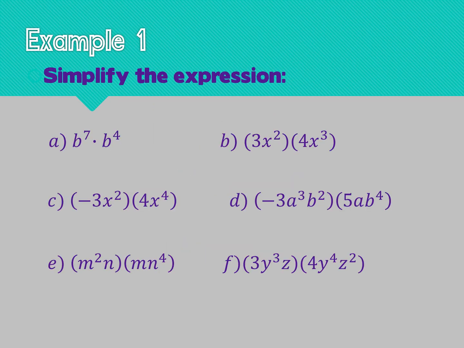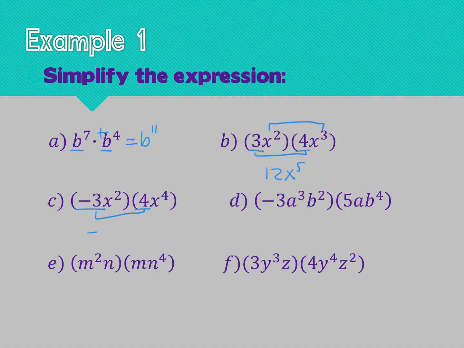All right, so let's do some examples. This first one, I have b to the 7th times b to the 4th. They have the exact same base, so all I'm going to do is add those exponents. This is just going to get me b to the 11th. All right, when you have numbers in front, like example b, all you're going to do is multiply coefficient with the coefficient. So 3 times 4 is going to get me 12. And then variable with the variable, so x to the 2nd times x to the 3rd is going to get me x to the 5th. Multiplying with the same base, you add the exponents. Same thing with example C, coefficient with the coefficient.